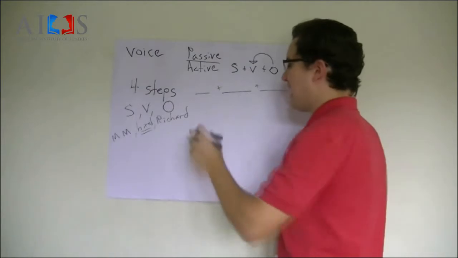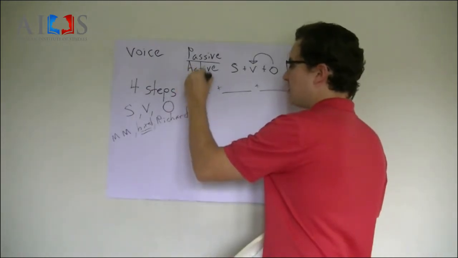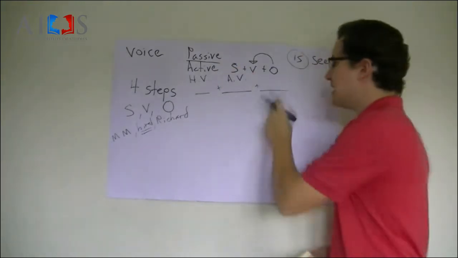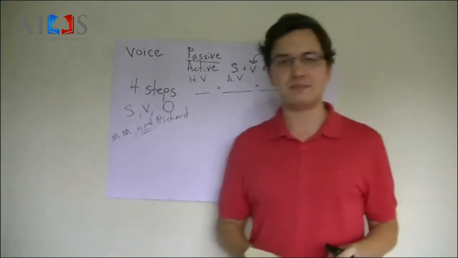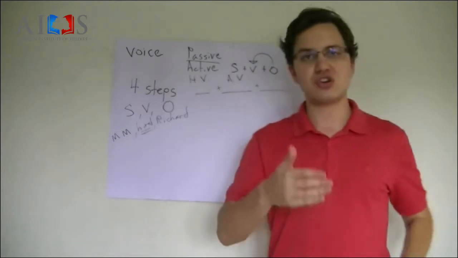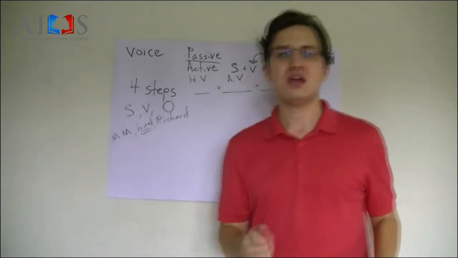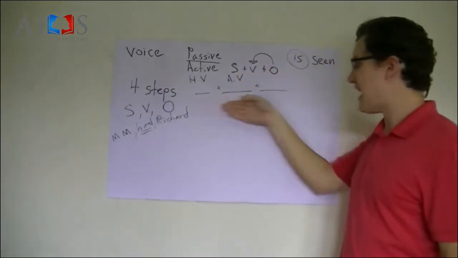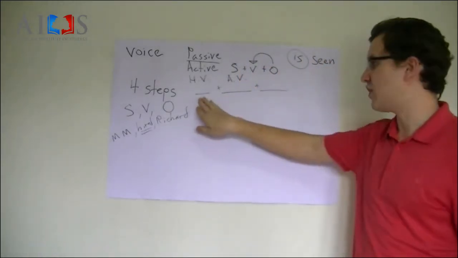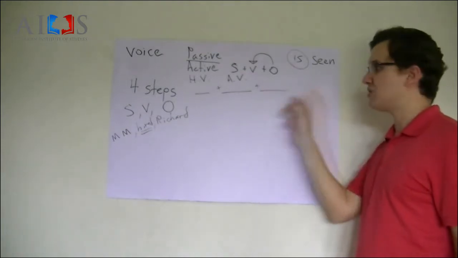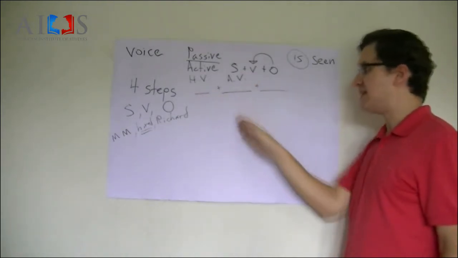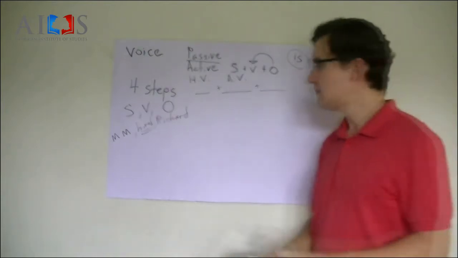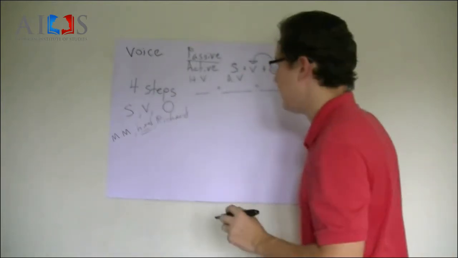So we need to think about our helping verb and then our action verb. Sometimes with more difficult verb tenses like future continuous or past perfect continuous, you may have more than one helping verb that you have to add together. So you might have helping verb, helping verb, action verb. And it gets very confusing. But we're going to keep it simple for right now.